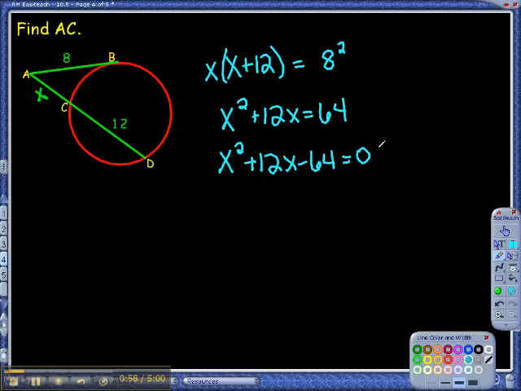If it's quadratic, you have lots of choices. You could solve by factoring, you could solve by completing the square, you could solve by the quadratic formula. This one is factorable, so I would probably go ahead and factor it. If it is factorable, that's usually the easiest choice.